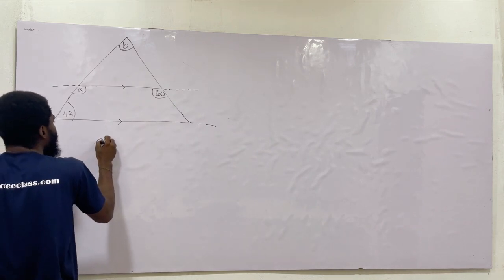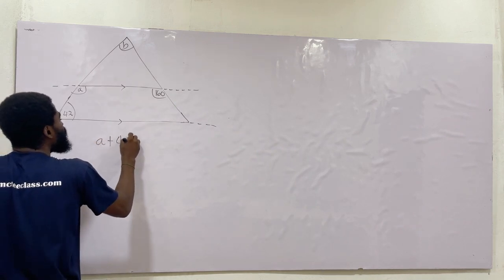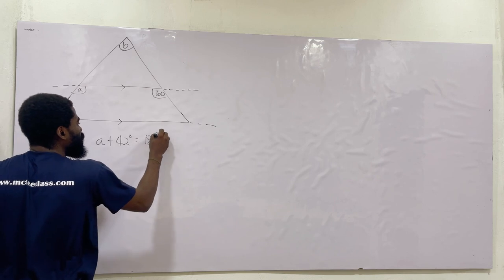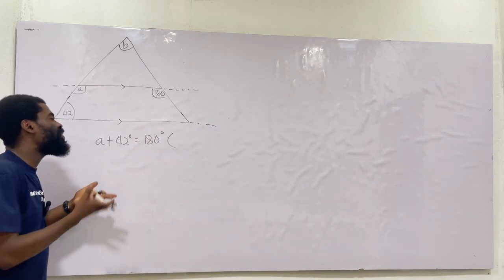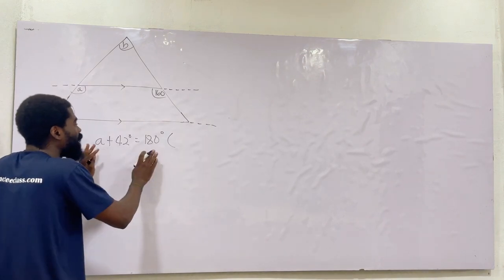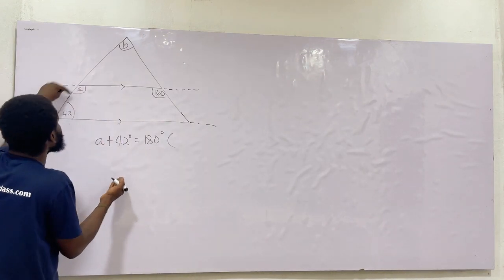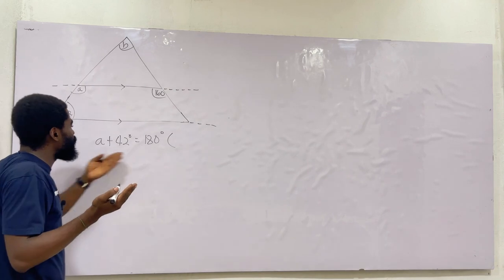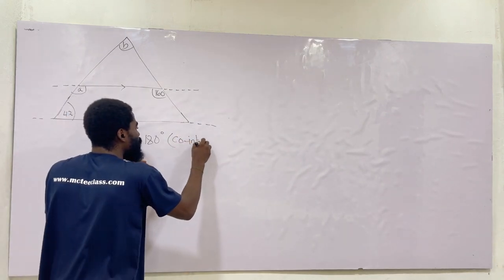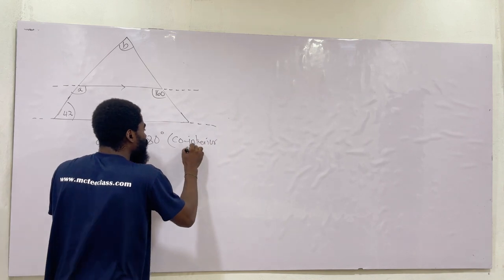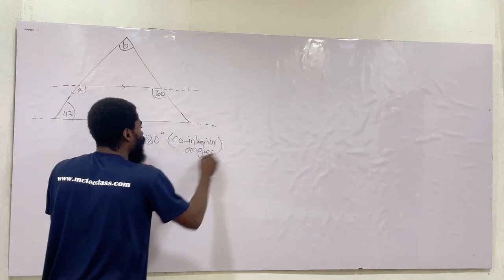Straight away when I see that, I say these and these are co-interior. So I'll say A plus 42 degrees equals 180. What's the reason for me saying that? You can try not to write the reasons, but I prefer to write them. You can decide not to write them, you are fine. The person marking will just come and trace this and this, and he understands what you have written. So this is because they are co-interior angles.